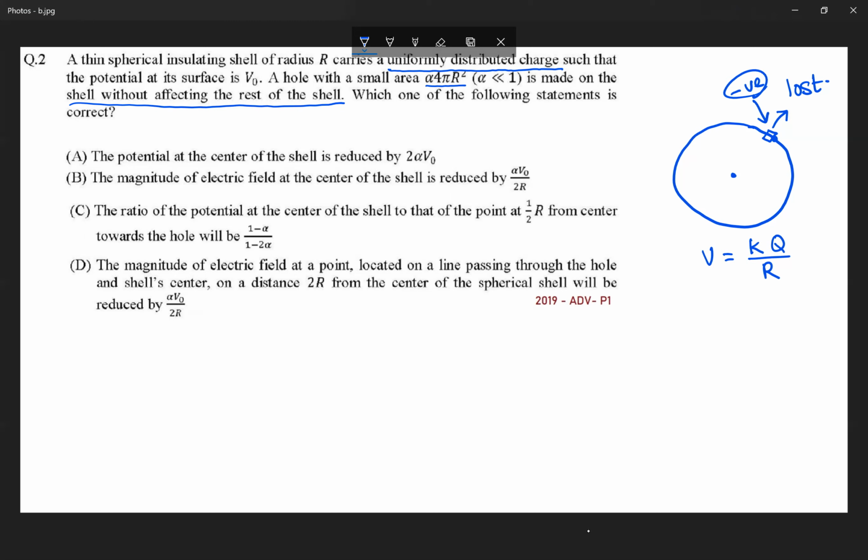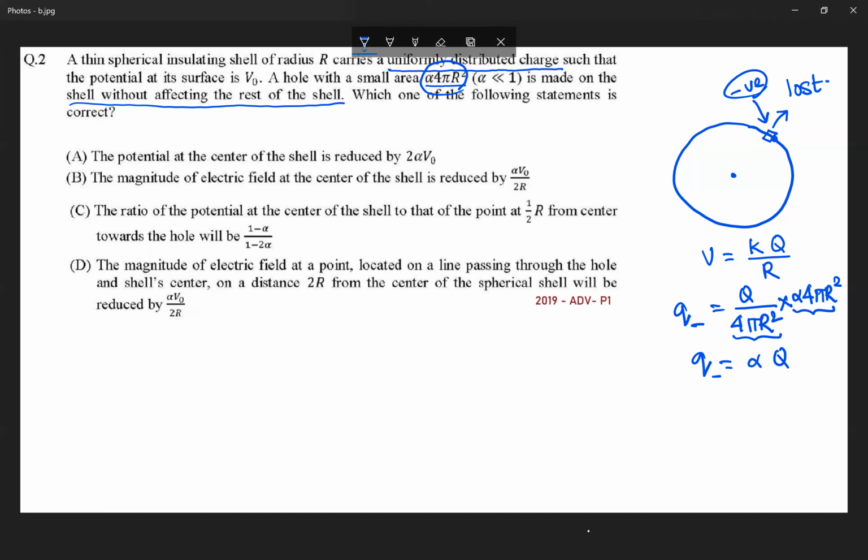How much negative charge should we add? That depends upon the area of the hole. The area of the hole is alpha into 4 pi r square. So the amount of negative charge we should add is Q divided by 4 pi r square multiplied by alpha into 4 pi r square. This is the area of the hole and this is the area of the entire sphere. So dividing it gives us a proportion which is equal to alpha times Q. The amount of negative charge is equal to alpha times Q.